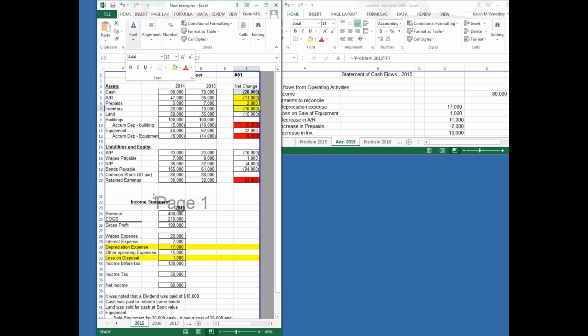Okay, the last thing that we always do in the operating section, we've done the first two, the income statement, current assets. We now jump down to our current liabilities. My current liabilities went down for the account payable. The main reason your bill would go down that you owe is because you paid money.